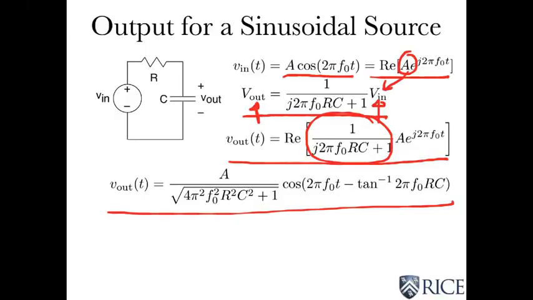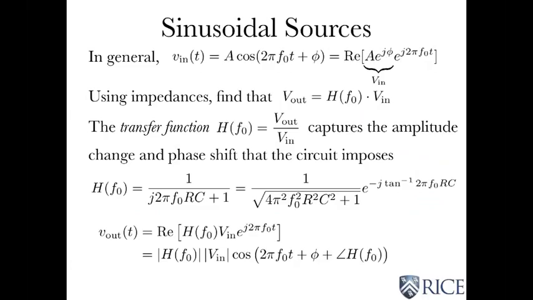Now, let's handle a little bit more general case. Suppose there was a phase. The source had a phase. Well, the way that works out is now Vn is A e to the j phi. So it really is a complex number now. Using impedances, we're always going to find that the complex amplitude of the output is equal to something, whatever the circuit does, times the complex amplitude of the source.